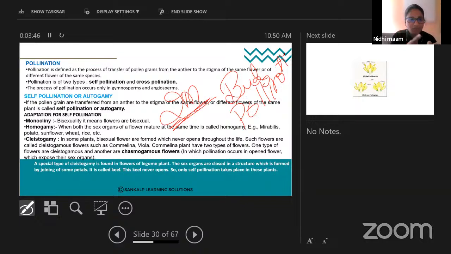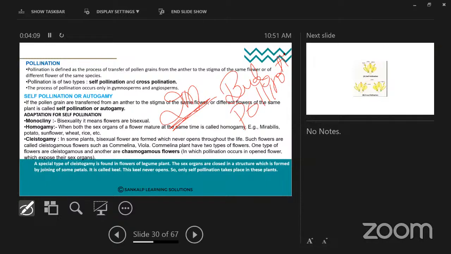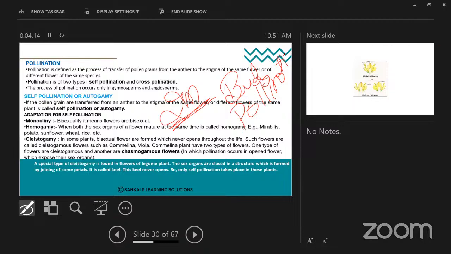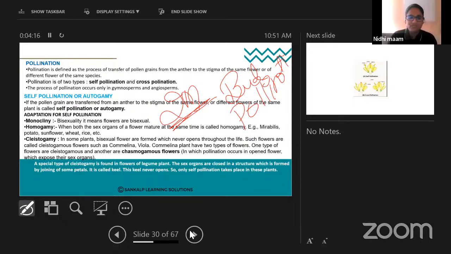Don't get confused between cleistogamy and bud pollination. Right? So bud pollination, bisexuality, homogamy and cleistogamy are the adaptations of which kind of pollination, my dear boys and girls? Self-pollination. What is the other name of self-pollination? Autogamy. Very good. Autogamy. Let us proceed to the next slide.